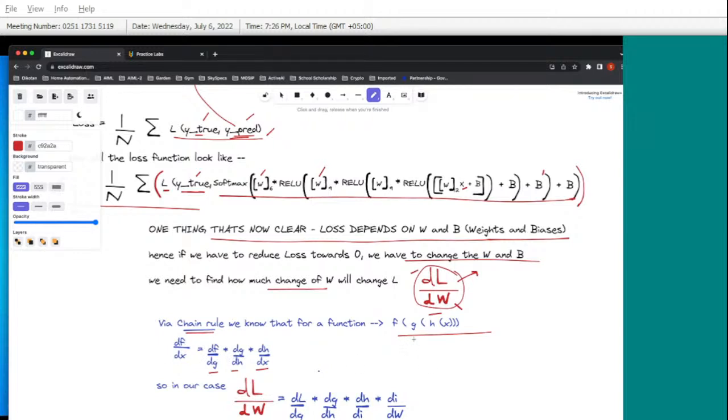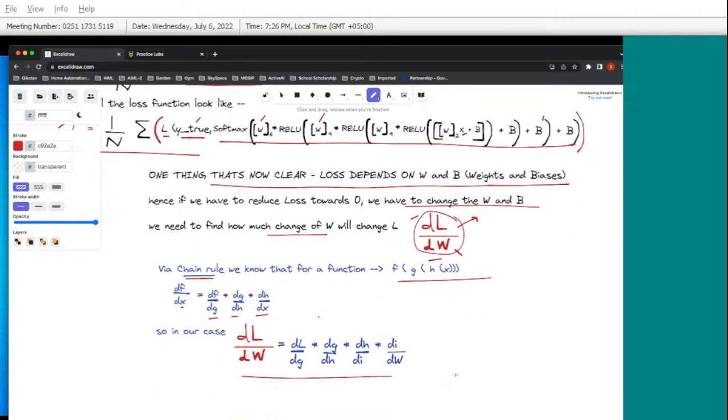So basically, if I have a function like f of g of x, f of g of h of x, then you need to know what is the derivative of df by dx. It's going to be df by dg multiplied by dg divided by dh, and then dh divided by dx. In our case, since we are trying to compute dL by dW, how many functions do we have?